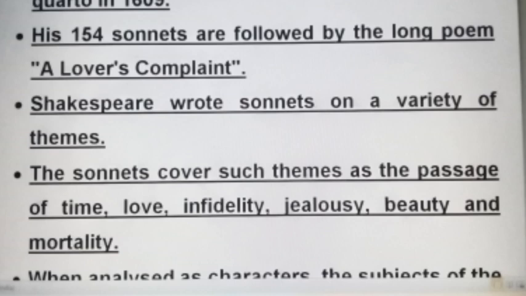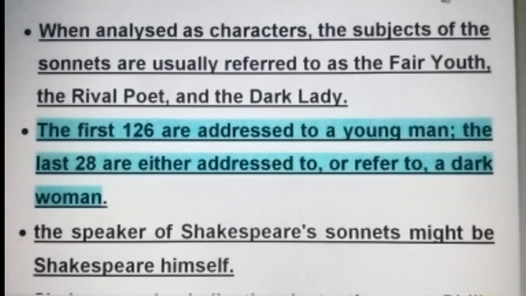Shakespeare wrote sonnets on a variety of themes. The sonnets cover such themes as the passage of time, love, infidelity, jealousy, beauty, and mortality. When analyzed as characters, the subjects of these sonnets are usually referred to as the fair youth, the rival poet, and the dark lady. The first 126 sonnets are addressed to a young man. The last 28 are either addressed to or refer to a dark woman. The speaker of Shakespeare's sonnets might be Shakespeare himself.